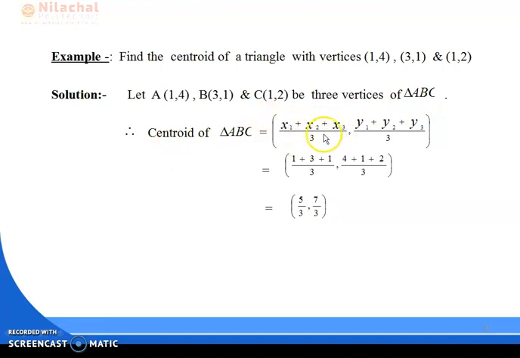(x1 plus x2 plus x3) by 3, (y1 plus y2 plus y3) by 3. We just put down the values. Who is x1? 1. Who is x2? 3. Who is x3? 1. And who is y1? 4. Who is y2? 1. Who is y3? 2. Divided by 3, what do we get? 5 by 3, 7 by 3. So, the centroid coordinate is (5/3, 7/3). The x coordinate is 5 by 3 and the y coordinate is 7 by 3.